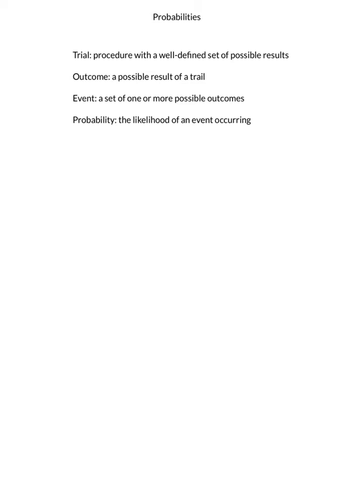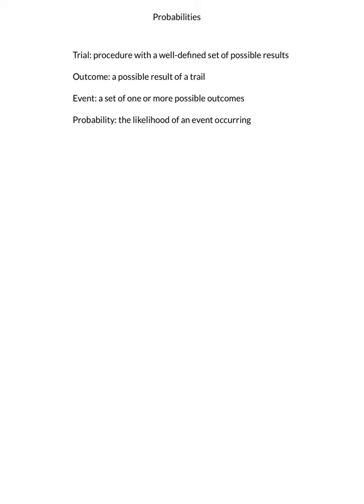Now, before we launch into talking about probability, it's necessary that we have some common language here. So let's get some vocab down first. Now, I want to be able to talk about a trial, and all a trial is, is a procedure with a well-defined set of possible results. An outcome is the result of a trial. An event is one or more outcomes, and the probability is the likelihood that that actually occurs.